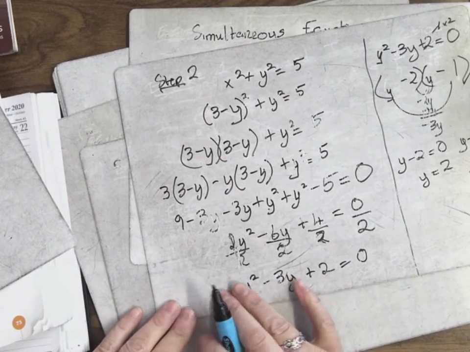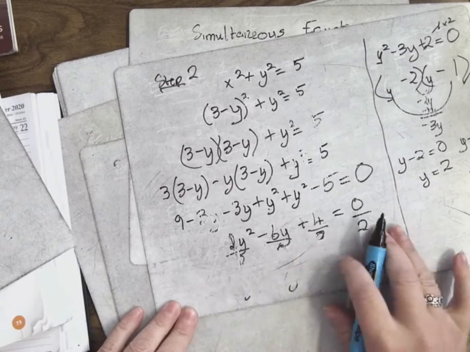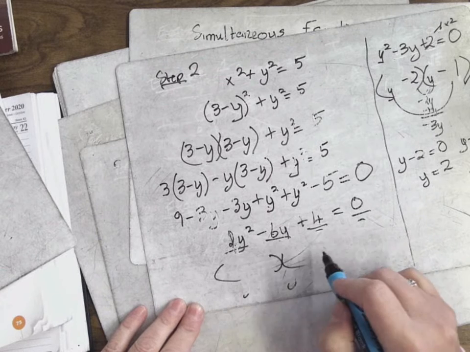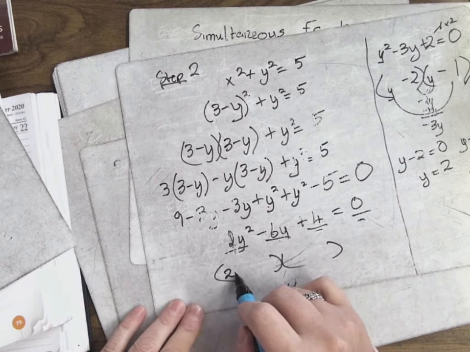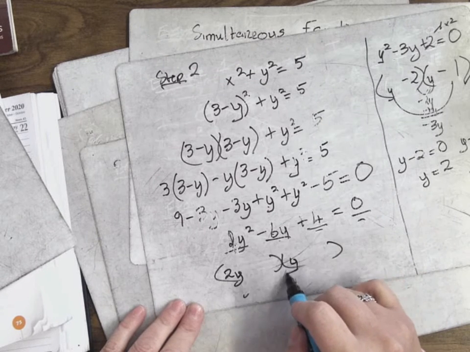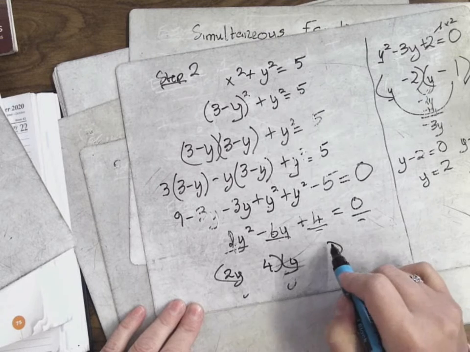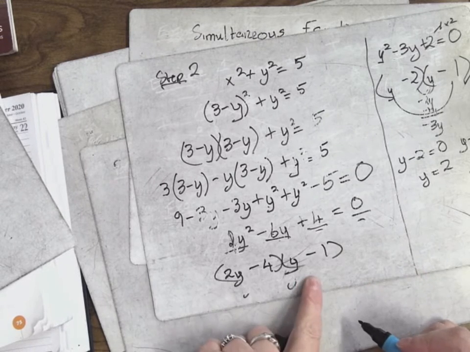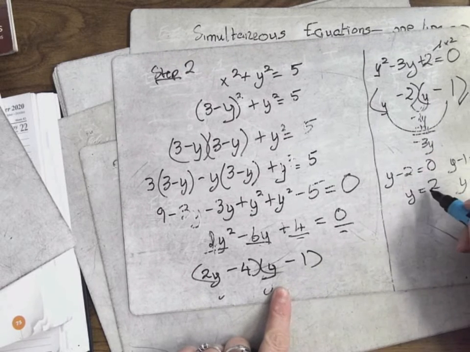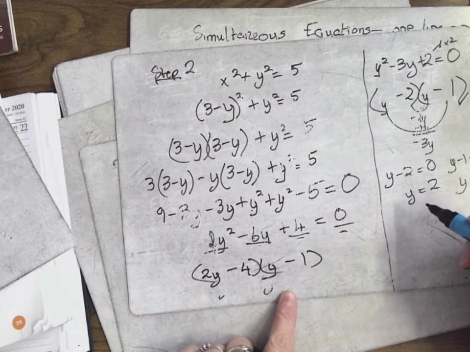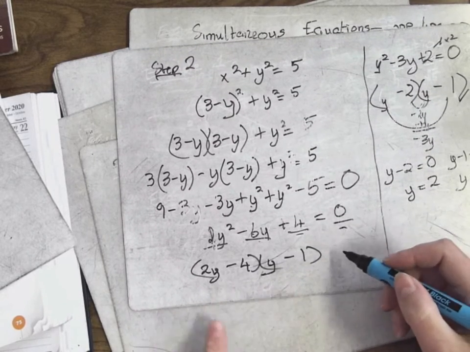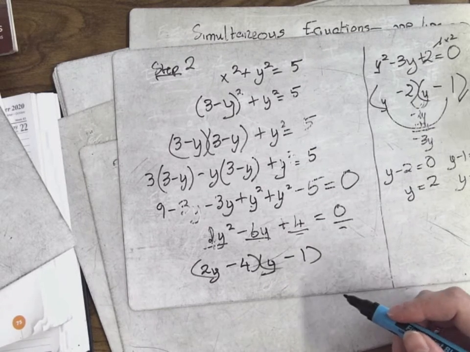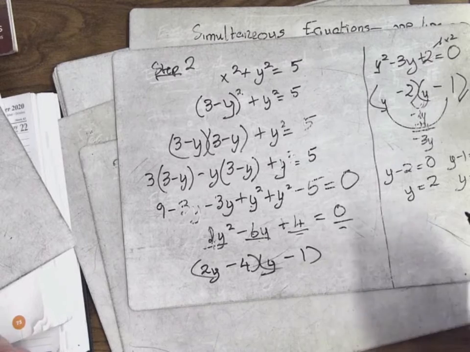But if I didn't notice, just say you didn't notice, I could have factorized this, and I would get 2y and y. I would have gone 4 and 1, a minus and a minus. Then I would let each of those equal 0, and I would have ended up with the exact same answer. Okay? But if you divide by 2, it just means finding your factors is easier. But if you're using the minus b formula anyway, it doesn't make a difference.